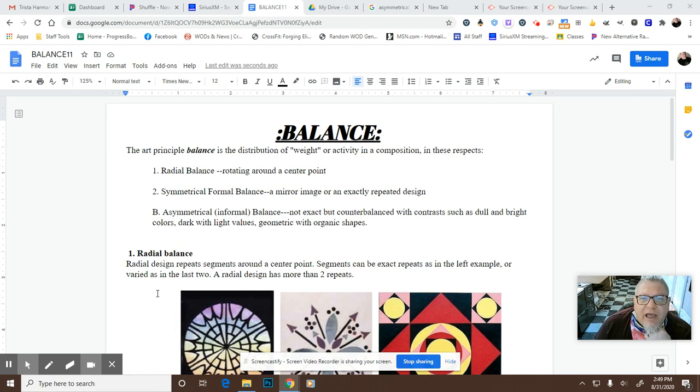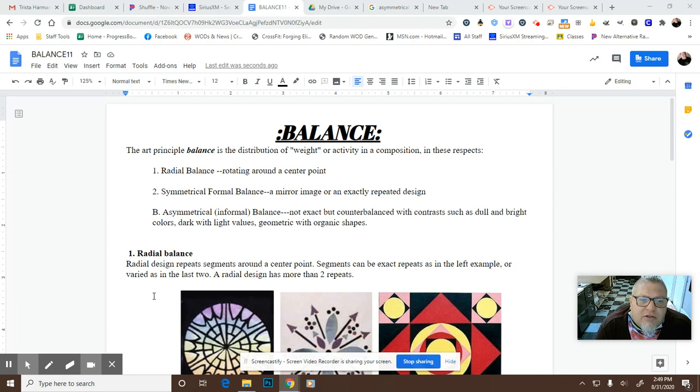We are looking at your second assignment. You've just gotten done with your non-objective abstract pencil drawing. The next project we're going to be working with colored pencil, and we're going to be focusing on balance. Balance is an art principle. It's based on the distribution of weight or activity in a composition.